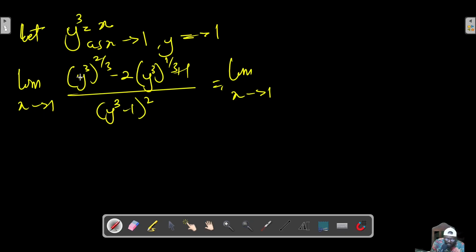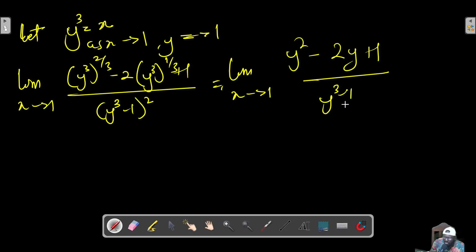Now y cube raised to the power 2 thirds gives me y squared minus 2y plus 1 all on y cube minus 1 all squared. Now from here I can factorize the numerator. Now y squared multiplied by 1, factors of y squared when multiplied will give you y squared, but when added will give you negative 2y.